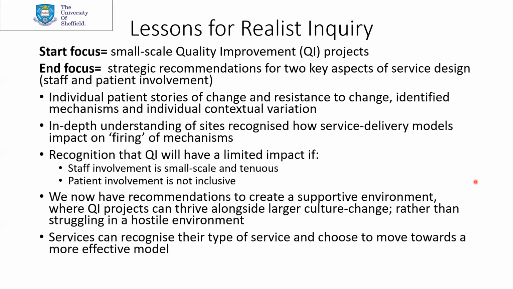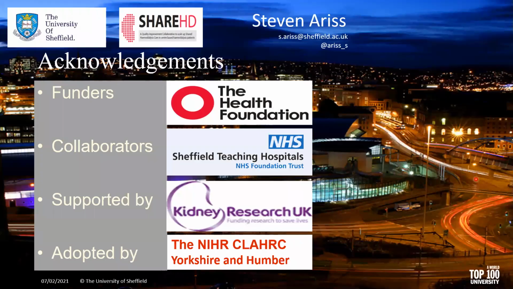So services can now look at the range of models. They can recognize their type of service within those archetypal models and choose strategically to move towards a more effective service delivery model that's going to give them better opportunity and better outcomes, and it'll be more effective eventually in the number of people who are carrying out a larger number of tasks.